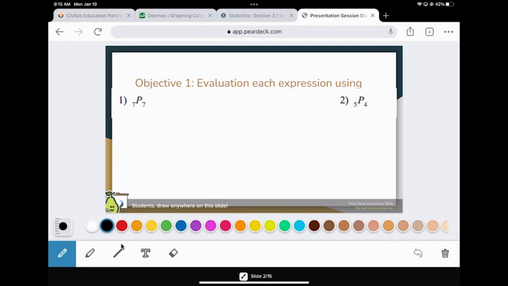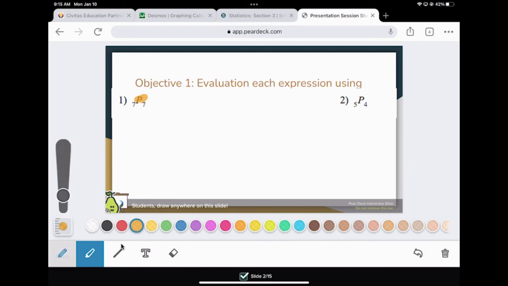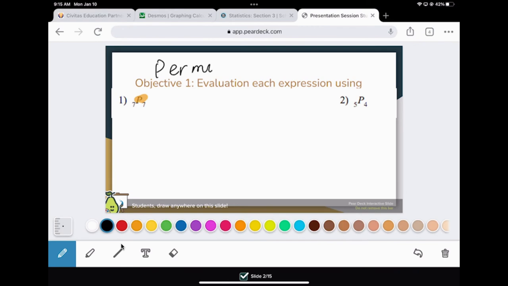How we know it's permutation is it starts with a P. For this type of problem, here is something that you want to pay attention to. There's a P, that stands for permutation, right? This is permutation. The formula that you're going to use is n factorial over n minus r factorial. I'm not going to give you that tomorrow. You've got to know it, okay? You've got to have it down somewhere.